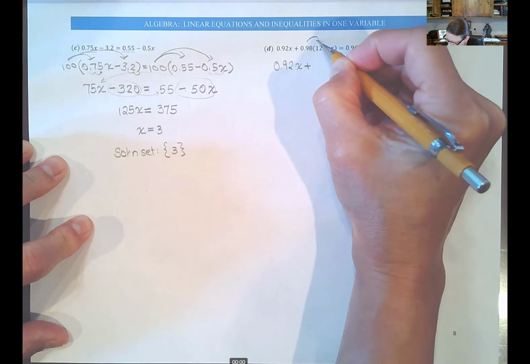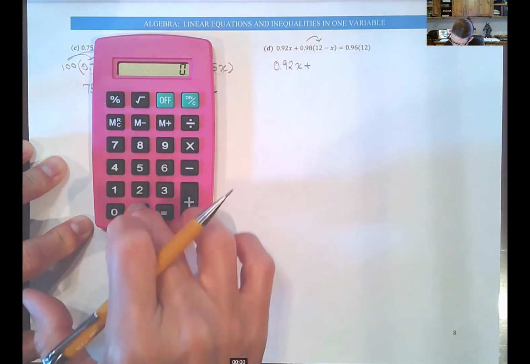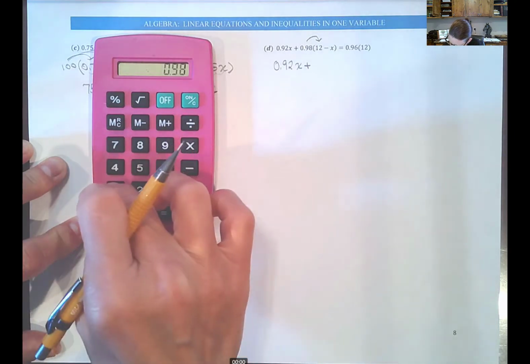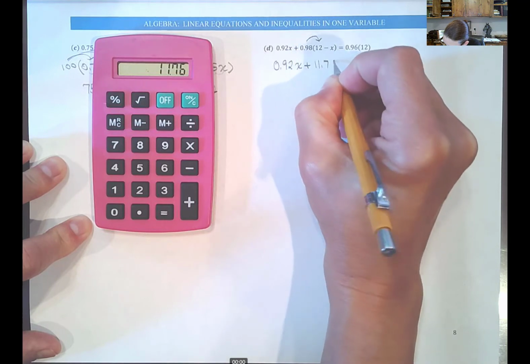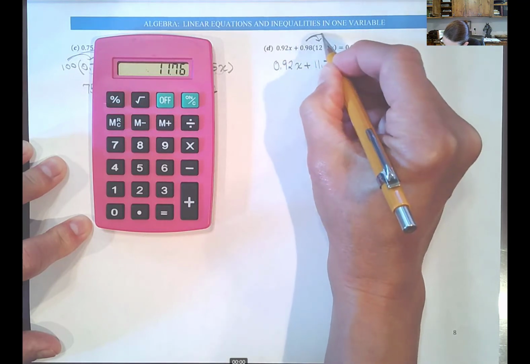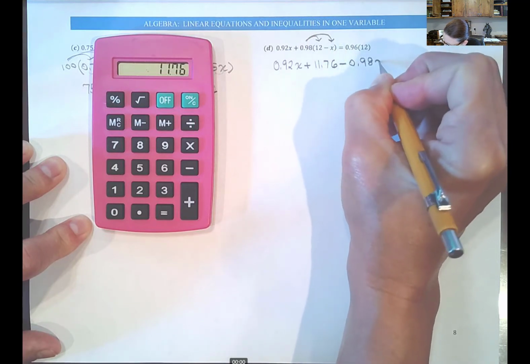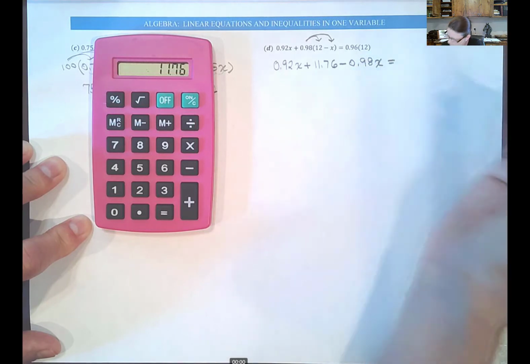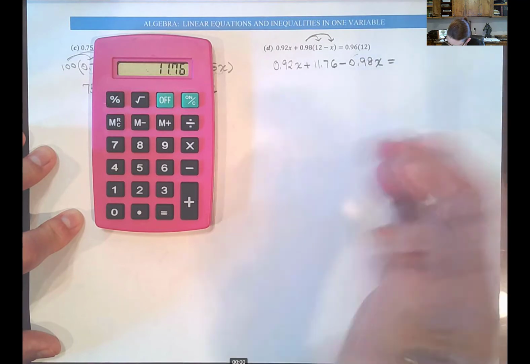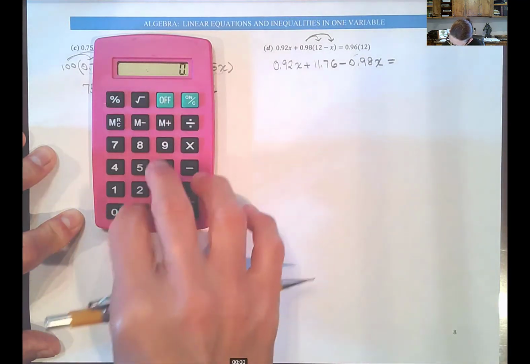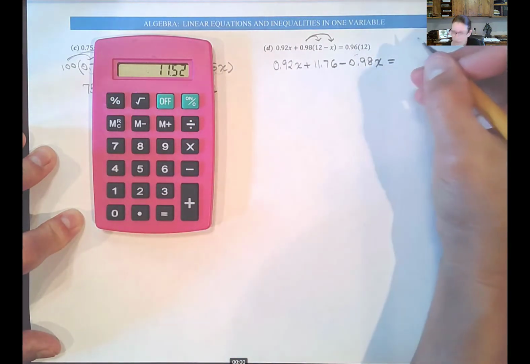So I'm going to leave decimals in here this time. Okay, so I'm going to multiply 0.98 times 12. I'm using a basic calculator. That's 11.76 and minus 0.98 times x. On the right-hand side, multiplying 0.96 times 12 gives 11.52.